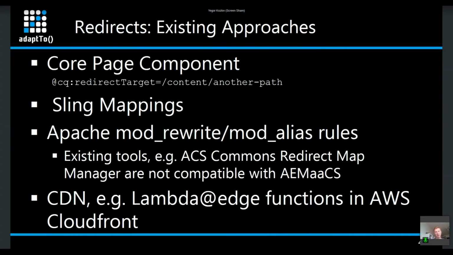ACS Commons includes a tool called redirect maps, which automates creation of HTTPD redirects in AEM. It has been around for a few years. It's still fine to use in classic setups, but this tool is not compatible with AEM as a cloud service. And finally, there are more exotic ways to manage redirects. For example, at CDN level, you can define Lambda functions in Amazon CloudFront. Again, this might work fine in some cases, but it's not manageable from AEM. You need something better.